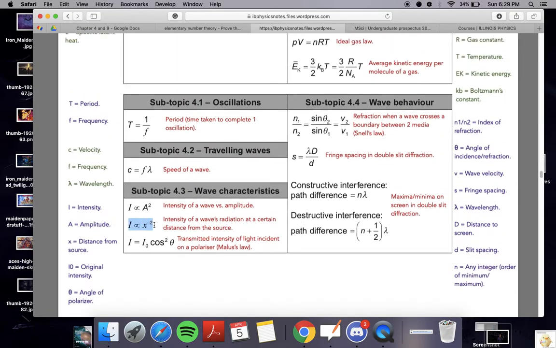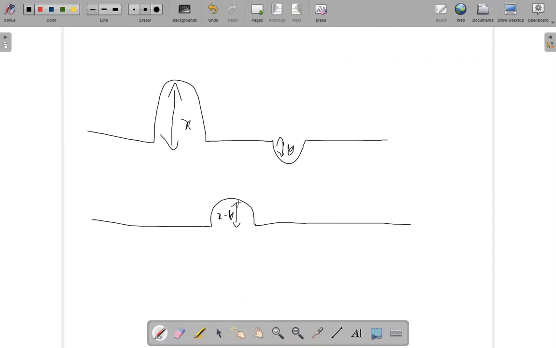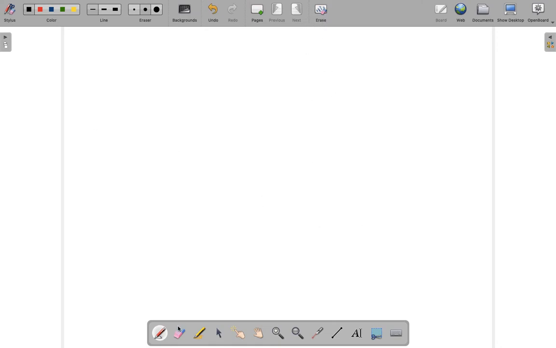Nope, that isn't given in the data booklet, but they've given you that intensity is proportional to the inverse of the distance from the source squared, or displacement squared. So you don't really have to remember it, but it would be helpful if you did.